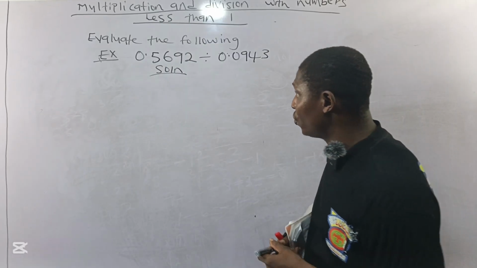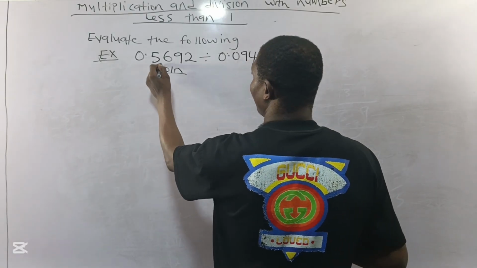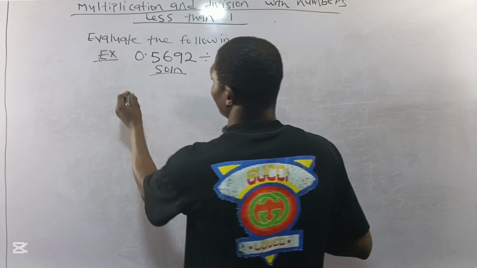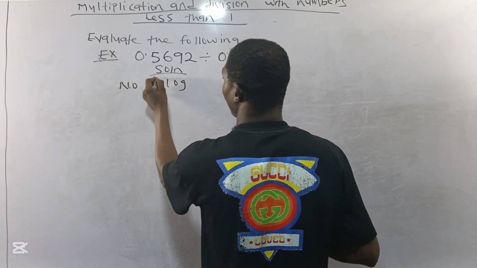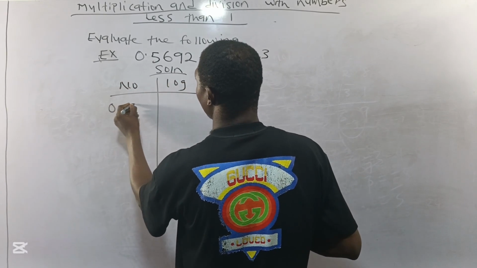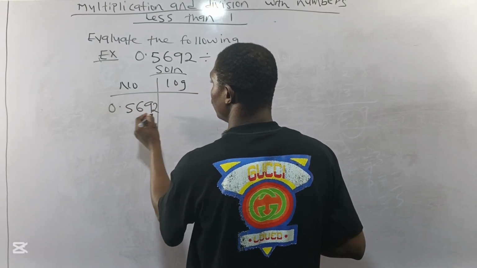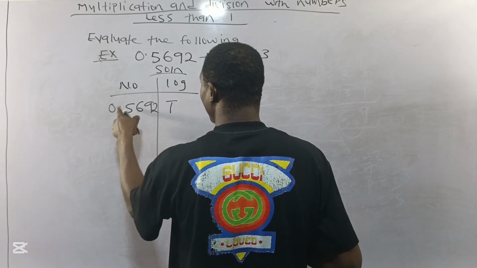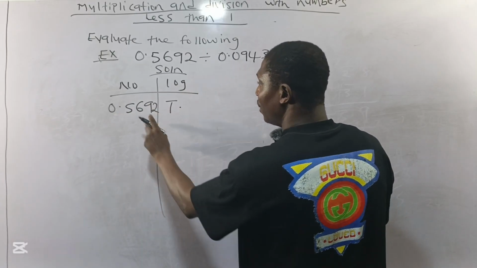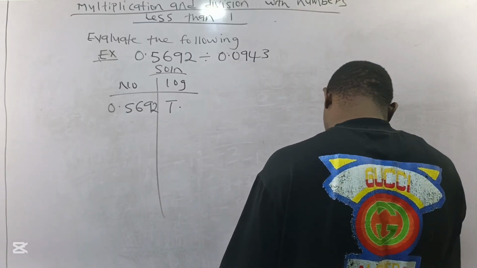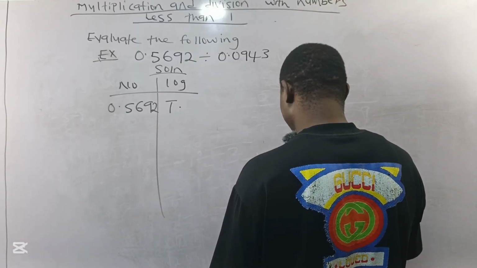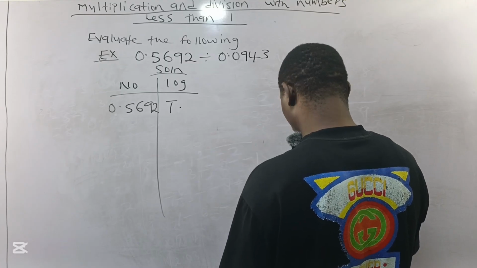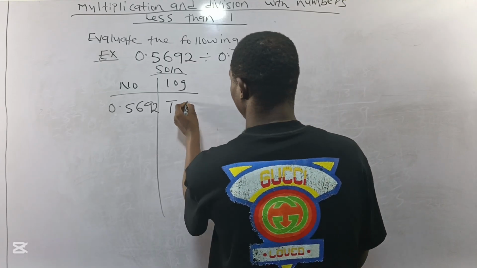So we have another question here. Evaluate this: 0.5692 divided by 0.0943. So I have my number, I have my log. We have 0.5692. We have 1 zero before the first three numbers, so it becomes bar 1. If it was 2 zeros, it would be bar 2. Point: 56 under 9 is 7551. Difference 2 is 2, so we have 7553.